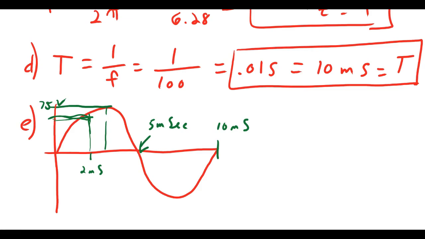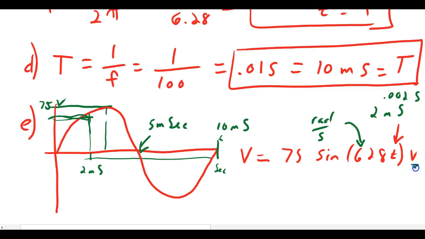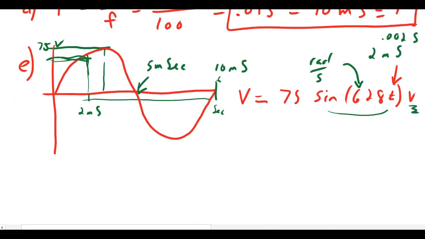In order for us to do the calculation, we should consider the equation V is equal to 75 times sine of 628t. Remember, t is the time along this axis here, which is time in seconds. If t is 2 milliseconds, that is 0.002 seconds, and we want to put that in this equation. Here this is omega, the unit is radians per second, and so the overall unit is volts, but for the sine function, radians per second times seconds gives us an angle in radians inside the brackets.